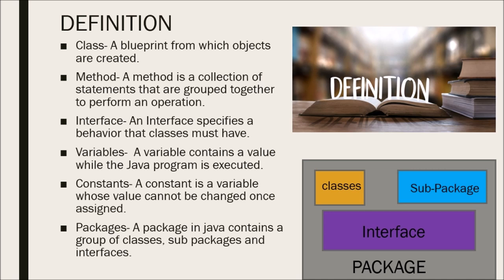Then comes variables. When a Java program is running, a variable contains a value. I have already mentioned that in a previous video. The next one is constant. A constant is a variable whose value cannot be changed once assigned. It's the exact same meaning as the mathematical term. All the numbers in math are basically constants.